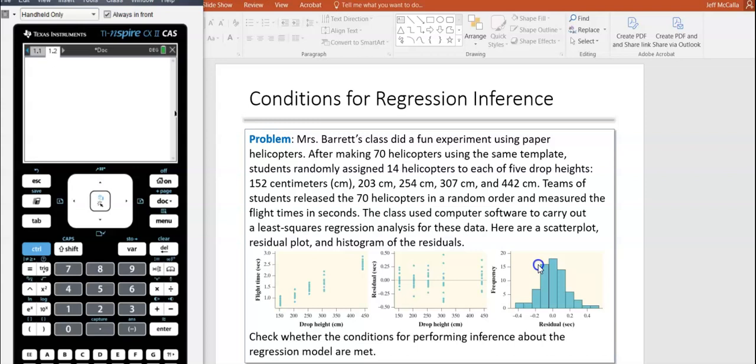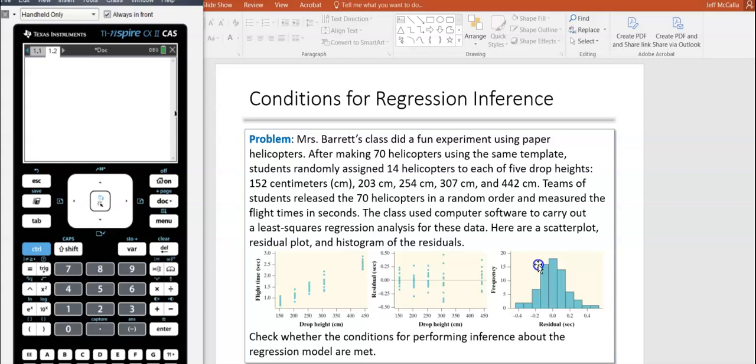Mrs. Baird's class did a fun experiment using paper helicopters. After making 70 helicopters using the same template, so they should be the same or close to it, students assigned 14 helicopters to each of the 5 drop heights. So they had those different drop heights. Teams of students released 70 helicopters in a random order and measured the flight time in seconds. The class used computer software to carry out the least squares regression analysis.